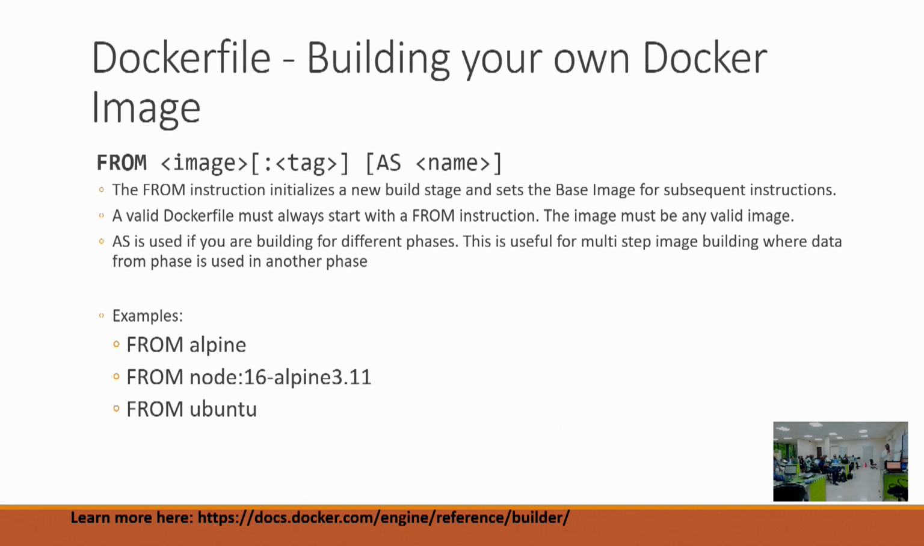So this Alpine is the image that we're using as a base image. This one we're using Node as the base image, and this is the tag. So this means this is Node 16 built on top of an Alpine 3.11 image, a lightweight Linux image. So it's clear.